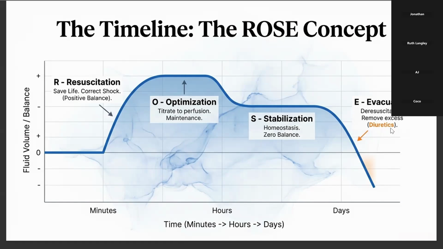And then eventually, once we're confident that the patient's blood pressure is good and they're perhaps off their vasopressors now, we can start the evacuation phase. We can do de-resuscitation. We're going to remove the excess fluid. That's where you see us giving patients frusemide or putting them on a negative balance on the filter. The reason we're doing that is because we need to take all that fluid out that we've poured in so the patient can get better.